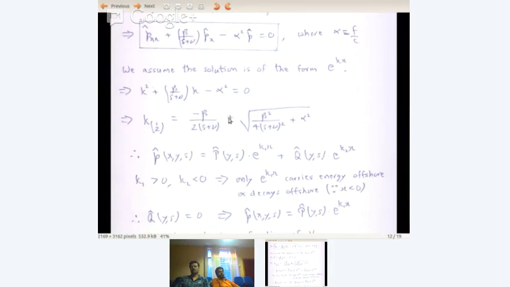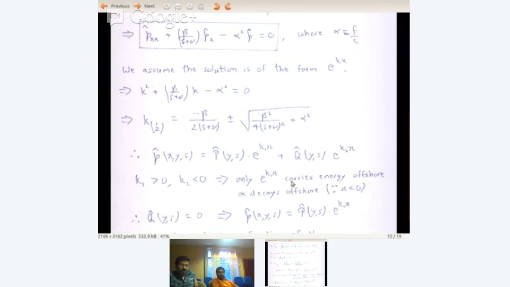Now, k1 is the one with the plus sign here. And both these terms under the square root are positive. So if you take the square root, you will get a term that is larger than the negative term here. s is positive, mu is positive, beta is positive. So you will get the square root part larger than the negative term out here. So k1 is greater than 0 and k2 is less than 0.